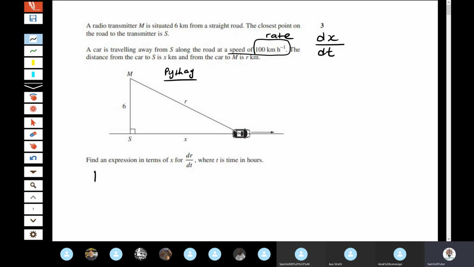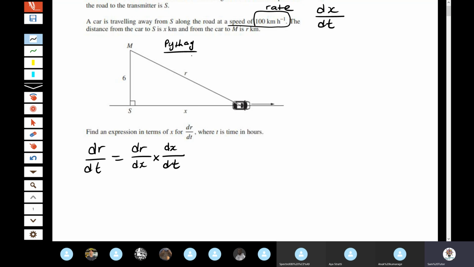Hopefully, if we're used to it, because it sounds like you guys are getting this, dr on dt equals dr on dx times dx on dt. Do we have dx on dt? Yes, it is 100. Do we have dr on dx? No, I don't have a relationship between r and x. So I need to create one, and that's where Pythag comes in. Yes, Pythag. r squared equals 36 plus x squared.